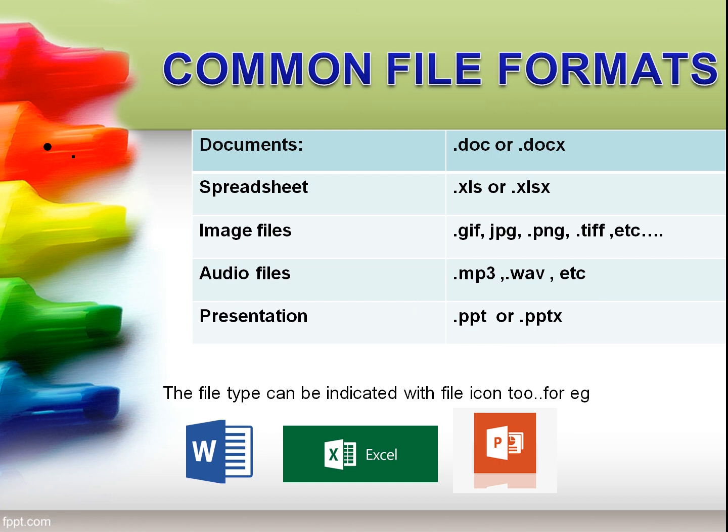We can also identify the type of a file by its icon. You can see 3 different icons over here, children. What do they indicate? The first one is a Word file, the second one is an Excel file, and the third one is a PowerPoint. So, file formats are important. You need to learn them.